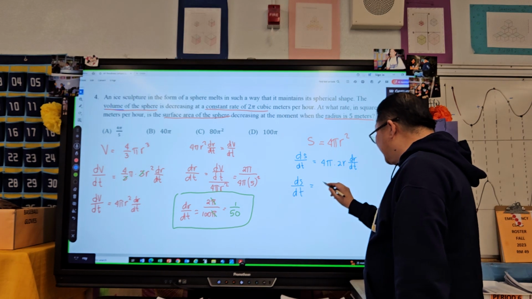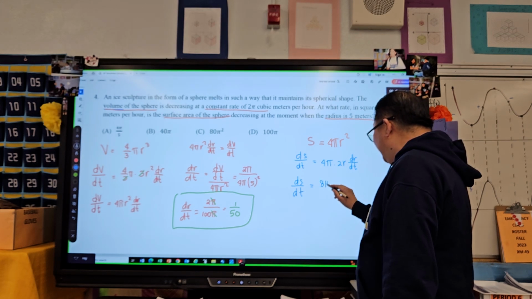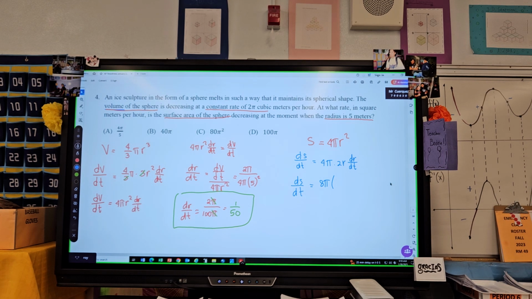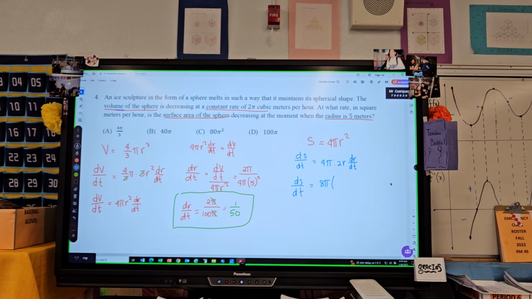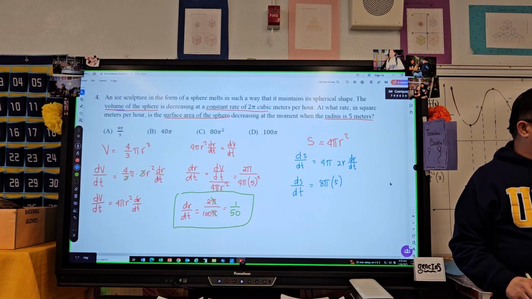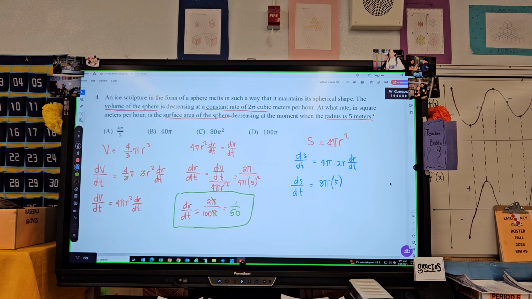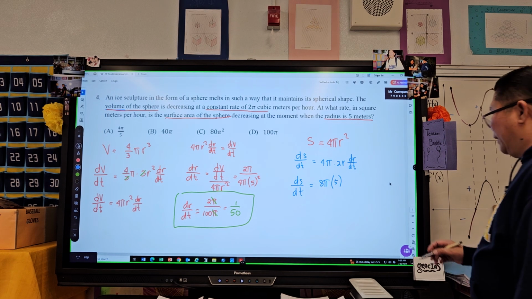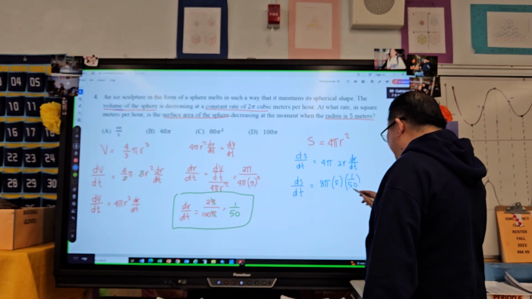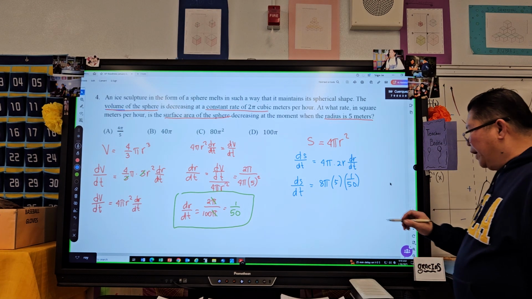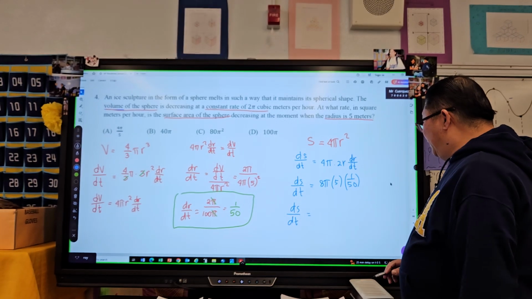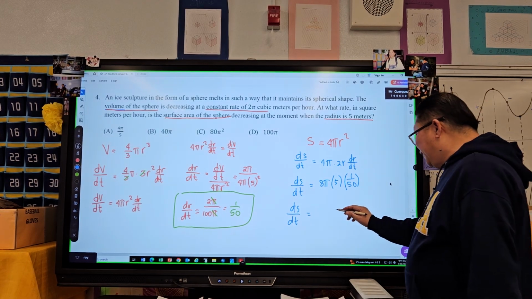is equal to, this gives us 8 pi, and then what is the radius given? The radius is 5. And have we identified the rate of the radius? What is the rate of the radius? 1 over 50. So ds/dt is equal to 40 pi over 50.